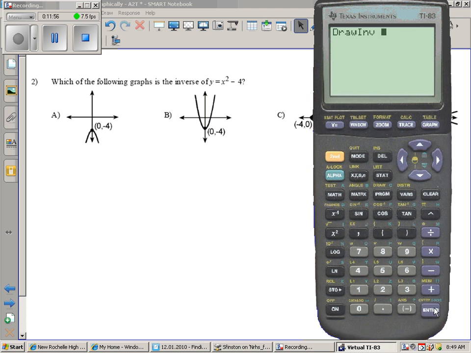So now this is going to be the complicated part. Hit vars. Vars stands for variables. Go to y-vars, function, and we wanted to draw the inverse of the function in y1. And then you hit enter. There you go. Draws the inverse.